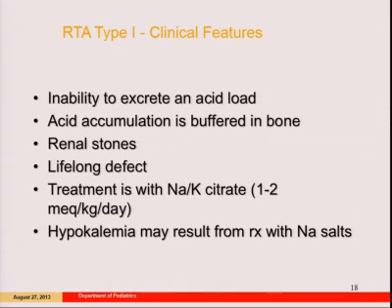Type 1, it's an inability to excrete an acid load. And basically, to me, if your urine pH is never below 6, you know it. But you have to make sure their acidosis is such that it would be pushed to do that. Acid is accumulated and buffered in bone. Renal stones, it's a lifelong defect. It's more common in males. It's pretty rare, fortunately.